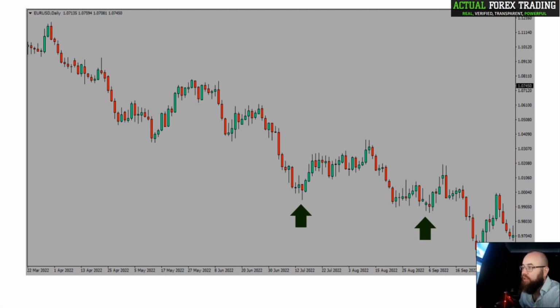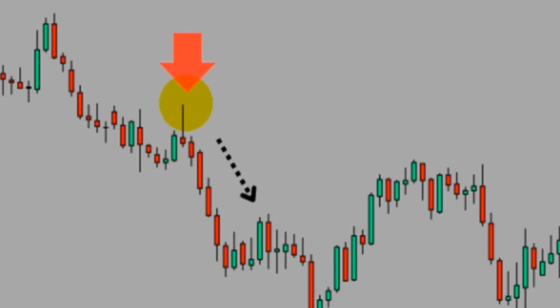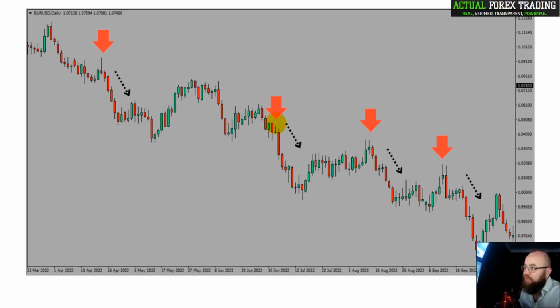Okay, so small body, long wick below. Price came down. We have the bullish pin bar. Price came up. Bearish pin bars. Okay, so long wick above this time with the small body. Price comes down. There's another one here.